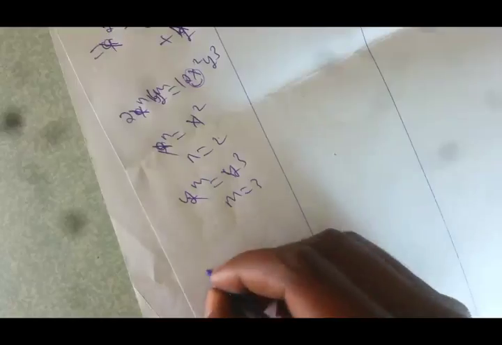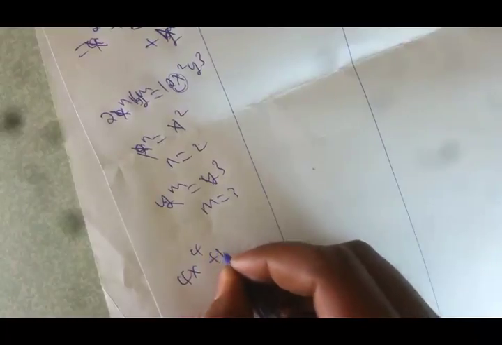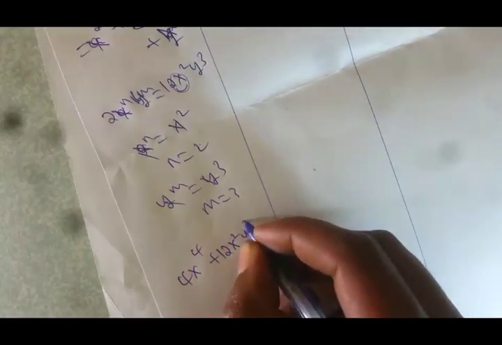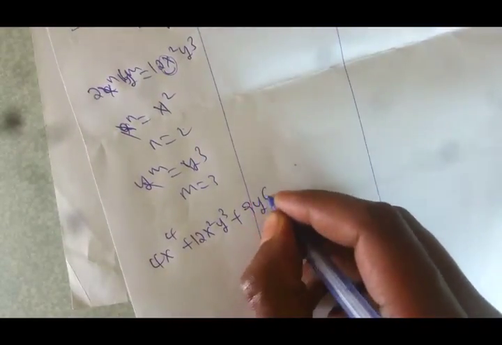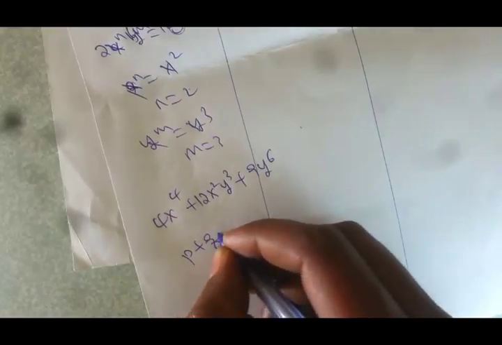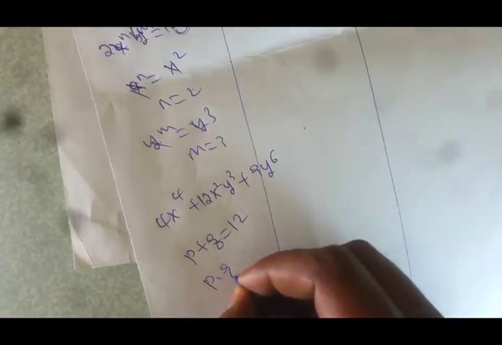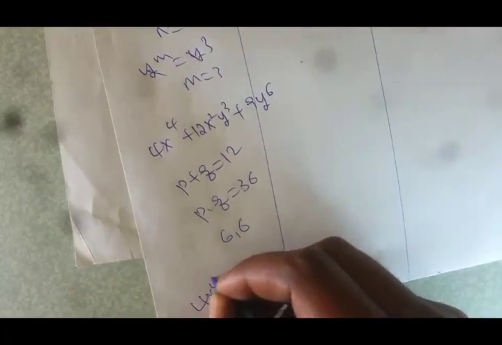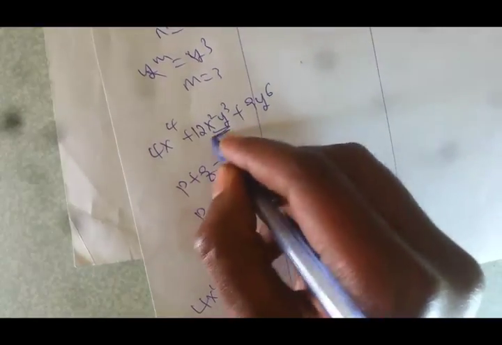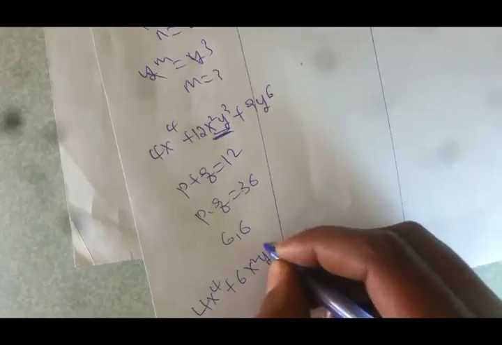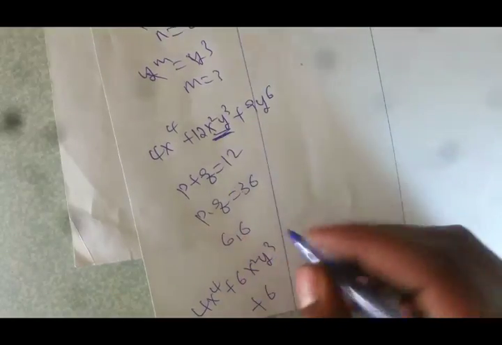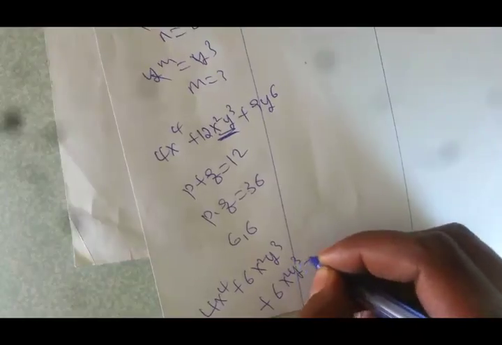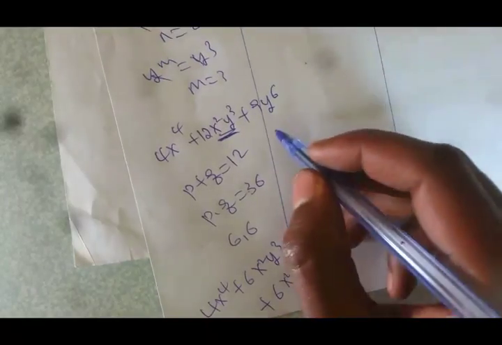Therefore, 4x raised to 4 plus 12x squared y cubed plus 9 times y raised to 6. When we add, it will give 12, and when we multiply, it will give 36: 6 and 6. Therefore, 4x raised to 4 plus 6 times what value of x squared y cubed, plus 6 times what value of x squared y cubed, plus 9 times y raised to 6.